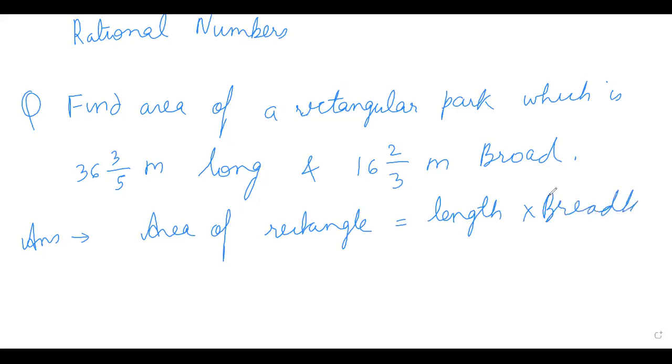So here you have the length. Length is given equal to 36 3 by 5 and you are also given the breadth. So you have to multiply these two, solve it and come up with the answer.